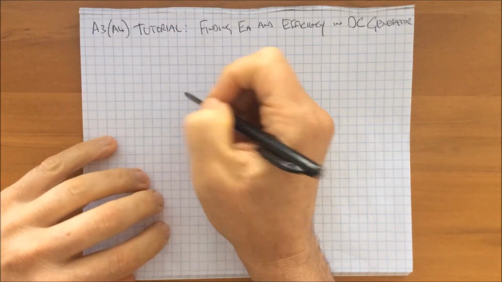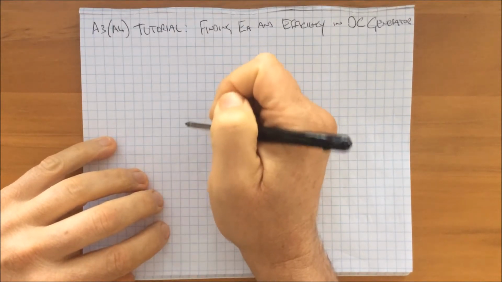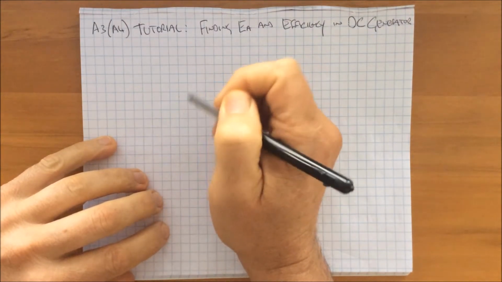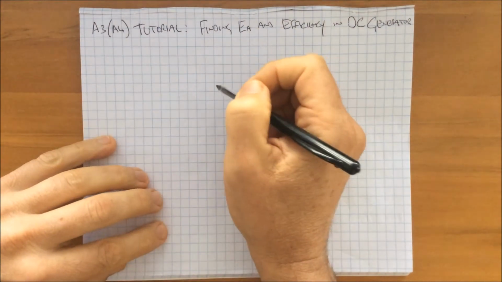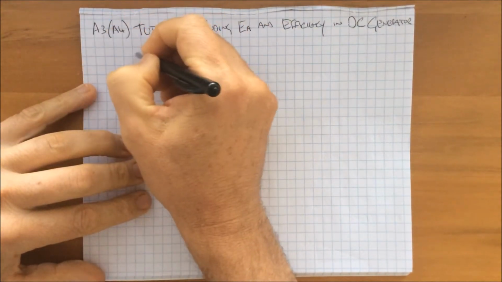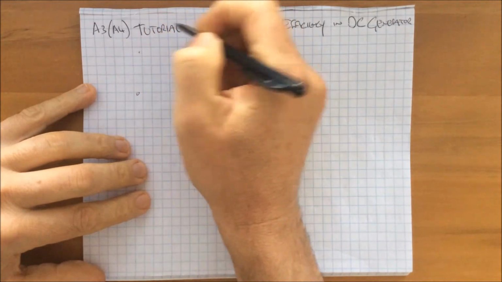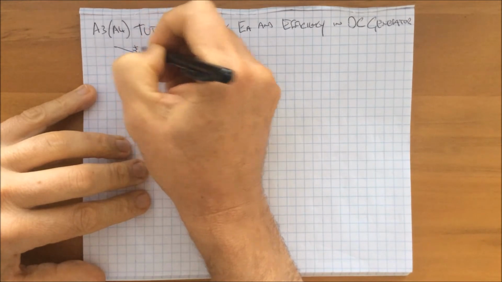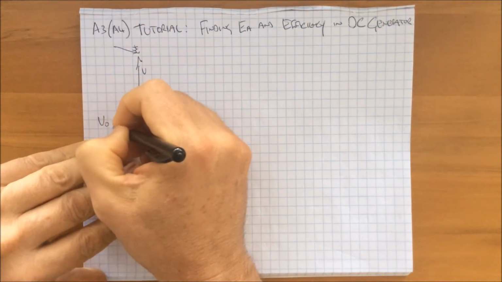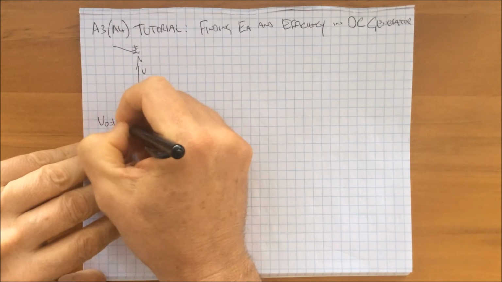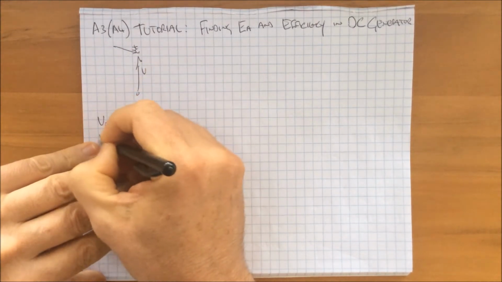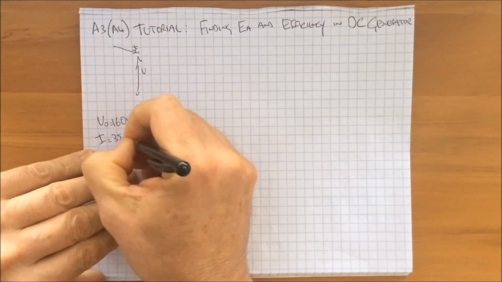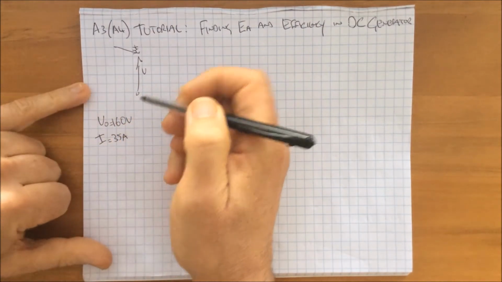Welcome to this tutorial on finding the generated voltage and the efficiency of a DC machine when it's set up as a generator. So if we take our DC machine and measure at the output terminals, here is our output voltage and our current. Let's say, for example, we measure an output voltage of 160 volts, and our output current is 35 amps. That's reasonable. It's quite a decent size.